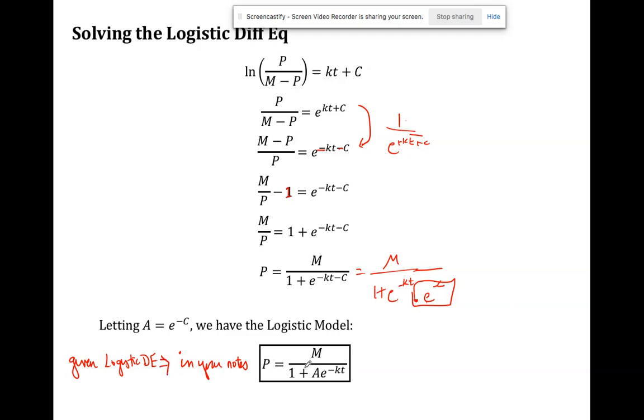The solution to an exponential differential equation is y equals C e to the kt. The solution to a logistic differential equation is a fraction where your carrying capacity is on top, M, divided by 1 plus, what do we want to call that? A, maybe? I don't know. You figure it out.